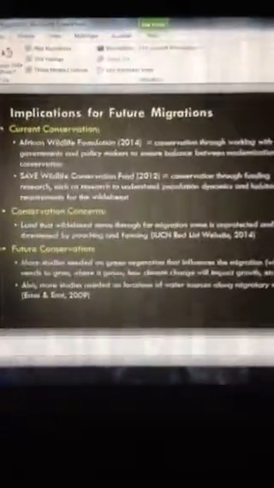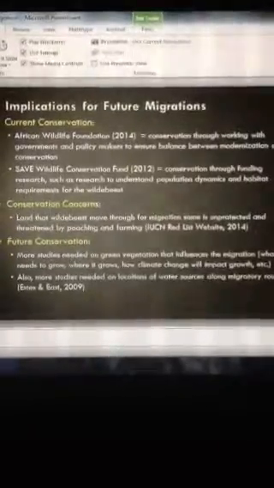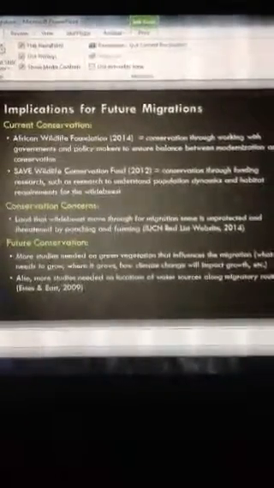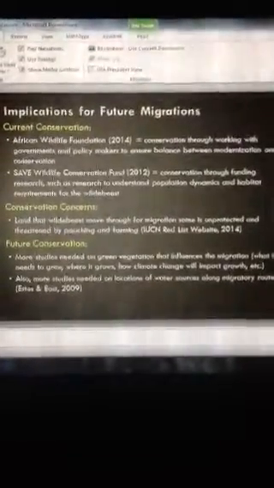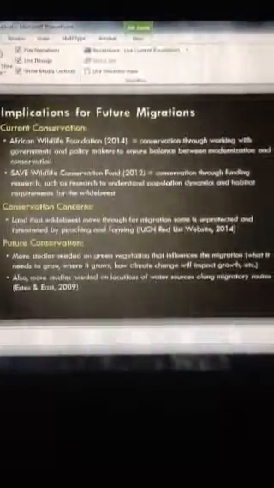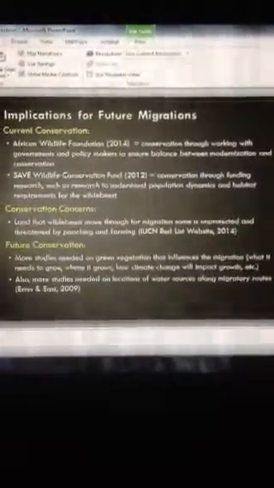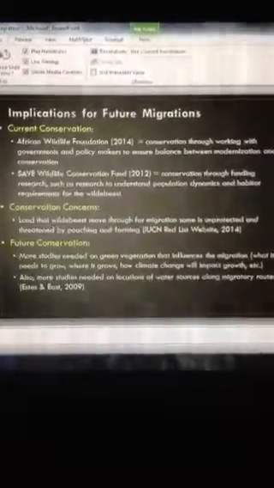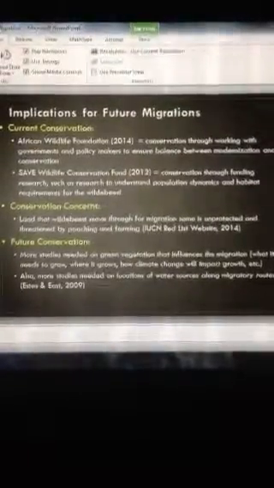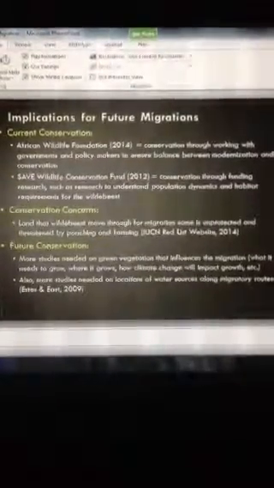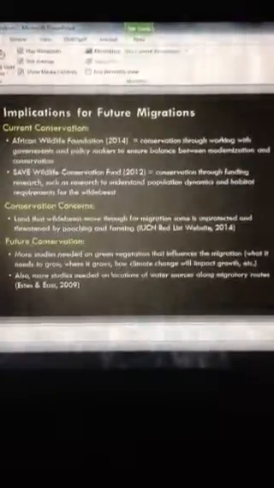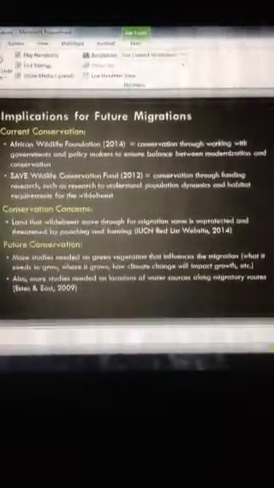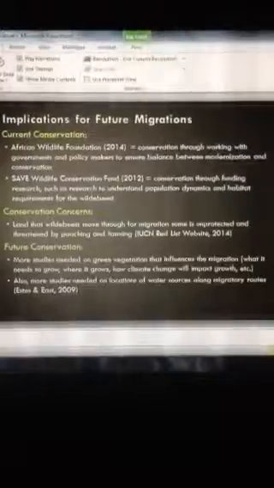Implications for the future migration. Currently, there are 2 foundations that focus on preserving the wildebeest migration. Neither one of these foundations or funds is focused on the effects of climate change. Another concern is that wildebeest current routes go through unprotected land, and animals are suffering from poaching and farming.